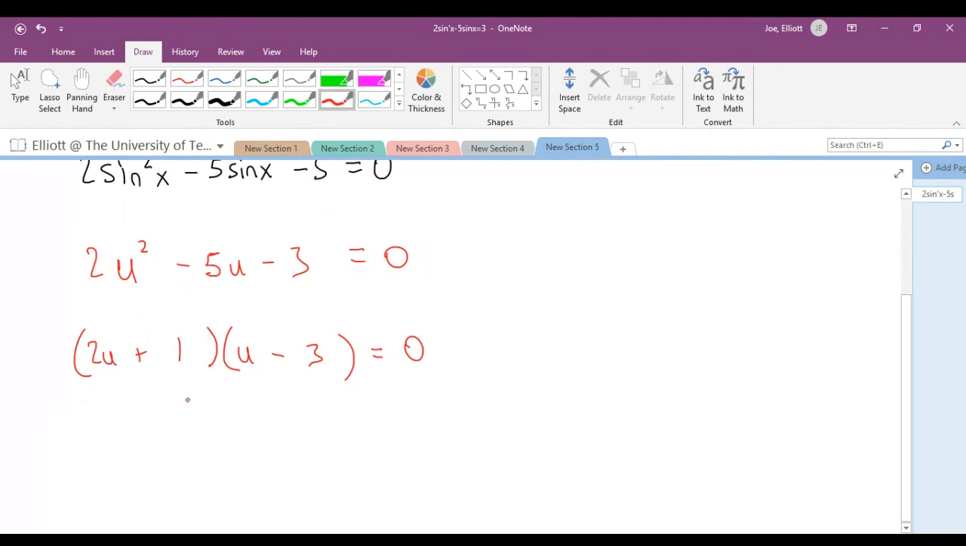And so what's the idea once you factor it? Well, you got a product equal to 0. So the only way the product would equal 0 is if one of the factors was 0. So there's two possibilities from this. Either 2u plus 1 is 0, or u minus 3 is 0, right?